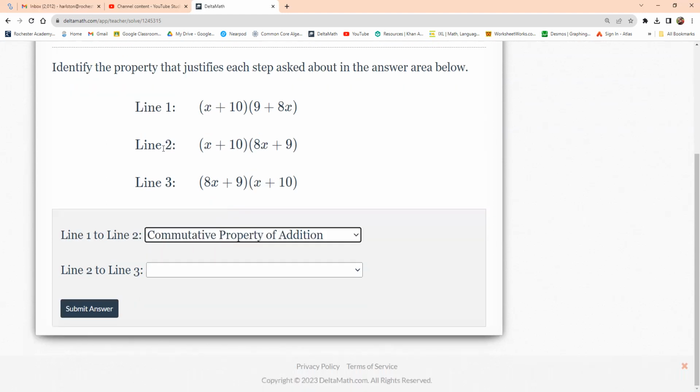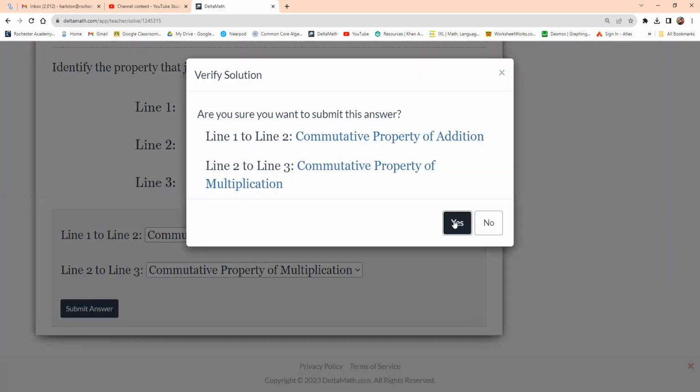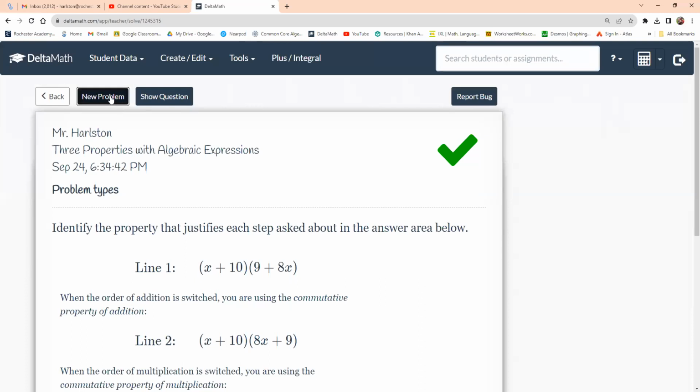Now from line 2 to line 3, we just switch the order of the parentheses. Now the x plus 10 is second and the 8x plus 9 is first. So again, we just switch the order. So it's the commutative property, but because we are dealing with parentheses now, it's the commutative property of multiplication. Submit. Let's see what else we got. Next problem.